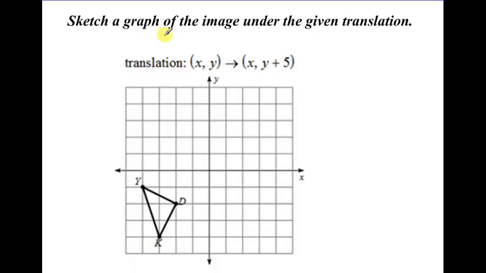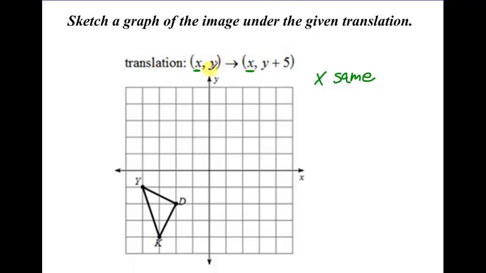In this example, our job is to sketch a graph under the translation, and they've given us a mapping rule. So let's study this a little bit. I see I get to take my x's, and how do I change them? X's are staying x. So what's that mean? That means I don't do anything to the x's. So all x's are the same. In other words, we're not going to be moving left or right. We're just going to stay right where we were.